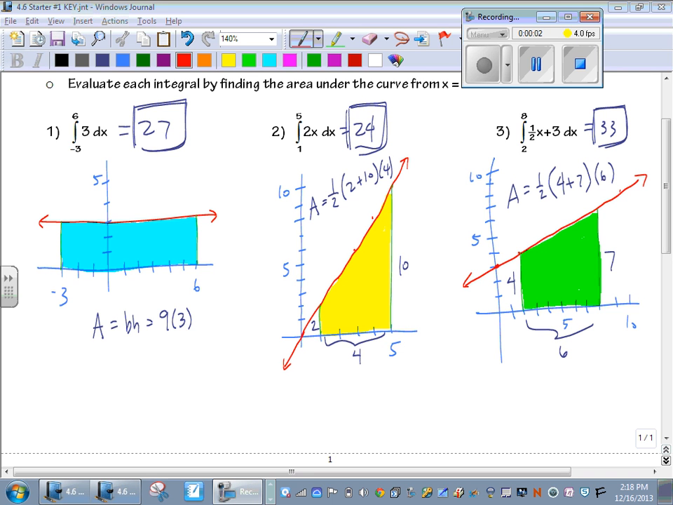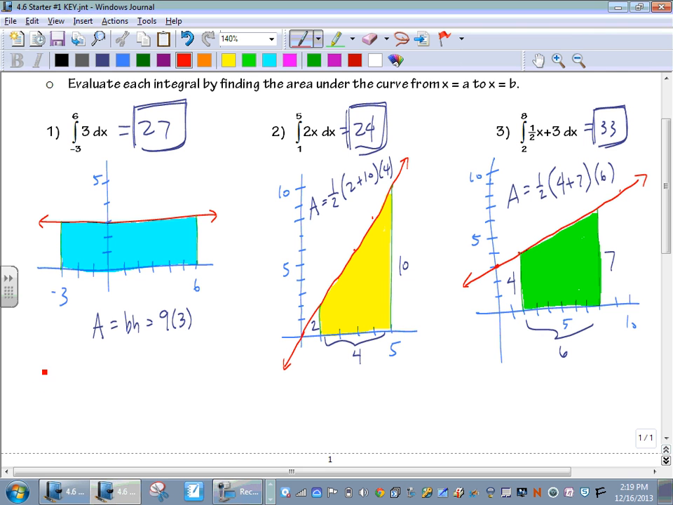Alright, so in the class starter, we found the area of all three of these just using geometric areas, using the area of a rectangle and trapezoid. Now, let's look at that fundamental theorem of calculus we just learned. So for number one, we have the definite integral from negative 3 to 6 of 3 dx.